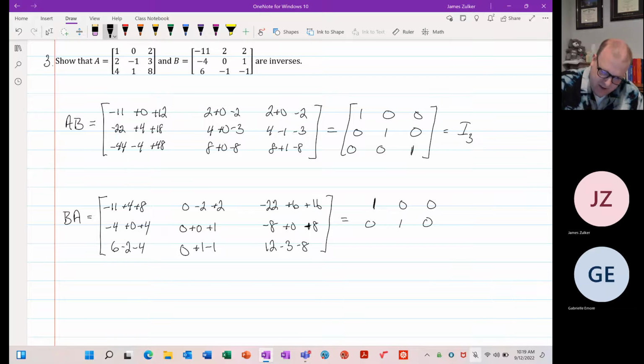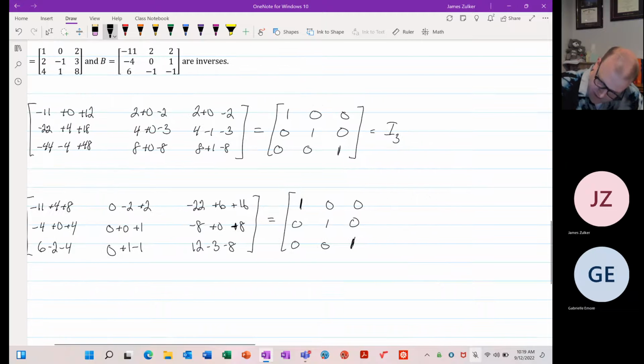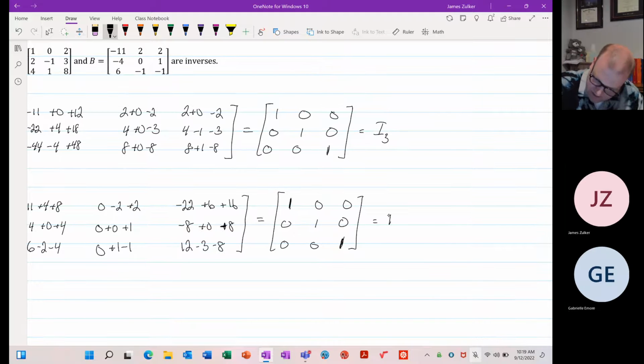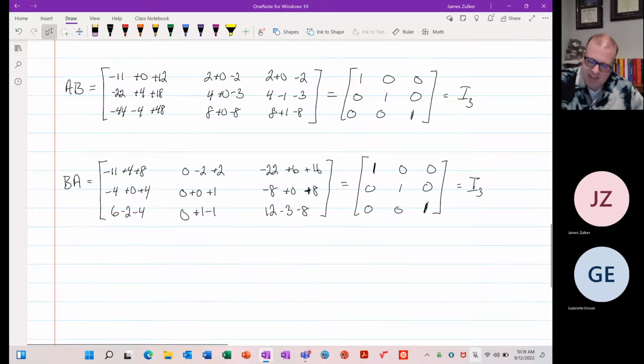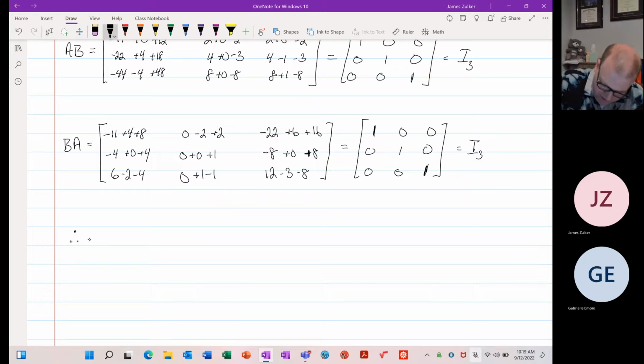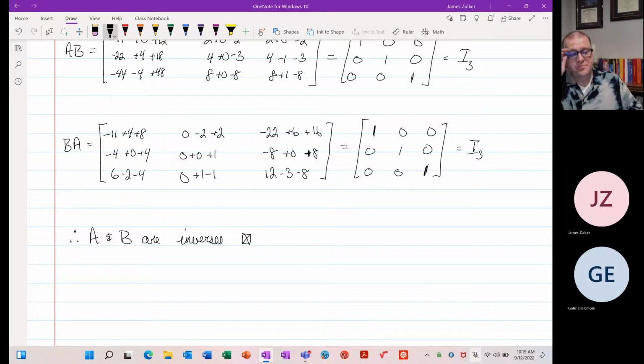So that was what? Row 2, column 3? Yeah, negative 8 plus 8. 6 minus 2 minus 4. 1 minus 1. 12 minus 3 minus 8. Which is again I3, right? So A times B is the identity. B times A is the identity. Right, so therefore A and B are inverses.